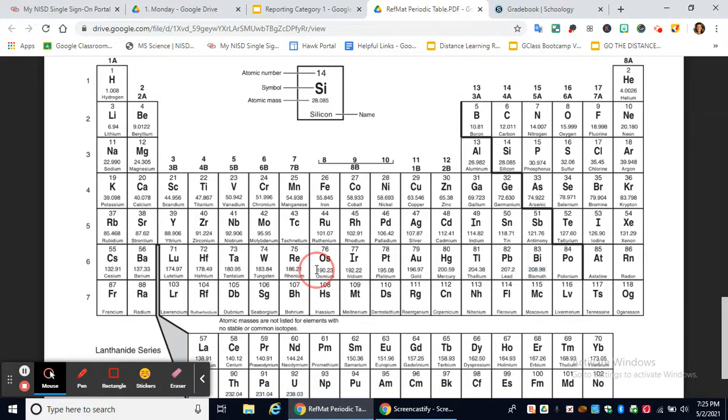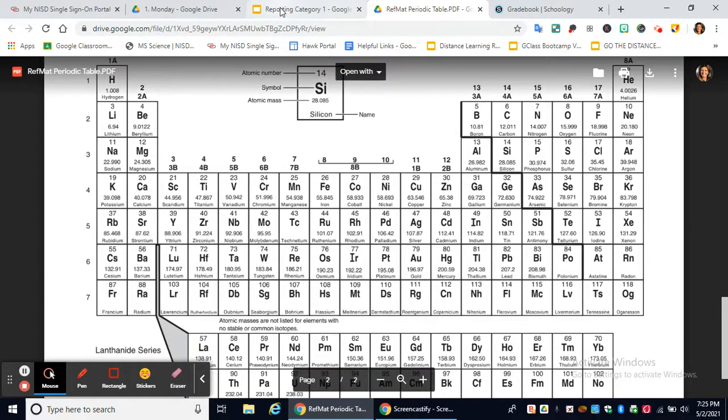So again, to find our neutrons, we want to take that mass number. So after the decimal, that's a 2. So this is going to stay at 190. We're going to take 190 and we're going to subtract the atomic number, the number above the symbol. So 190 subtract 76 equals 114.